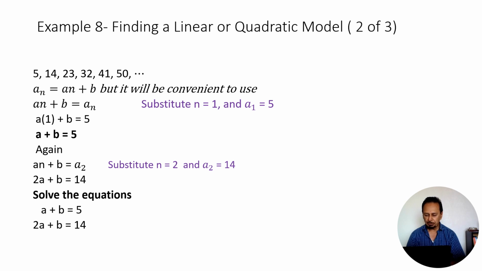So now we're going to fit the linear model for this sequence. Earlier we determined that the linear model is a sub n equals a times n plus b. So we substitute n equals 1, so it becomes a sub 1 equals a times 1 plus b. Now a sub 1 is 5, so a times 1 plus b is 5, which is a plus b equals 5. So we have equation number 1.